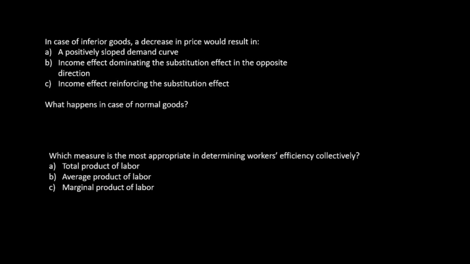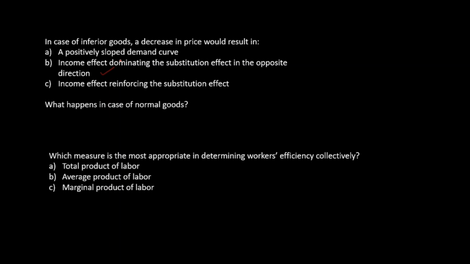Next question. In case of inferior goods, a decrease in price would result in, you have three different options: a positively sloped demand curve, income effect dominating the substitution effect but in the opposite direction, income effect reinforcing the substitution effect. We know that in case of inferior goods, when income increases, the consumers buy less of these goods, say for example rice. Now when price decreases, demand for any kind of good increases as per the law of demand, but at the same time there is more real income when price decreases. And we saw earlier that in case of inferior goods, the income effect pulls the quantity demanded in the negative direction. So in this case, option B is the correct answer. So income effect dominates the substitution effect, but in the opposite direction. So I go with option B.